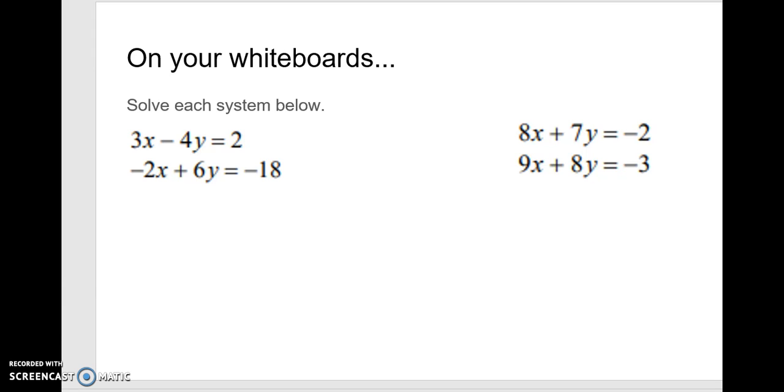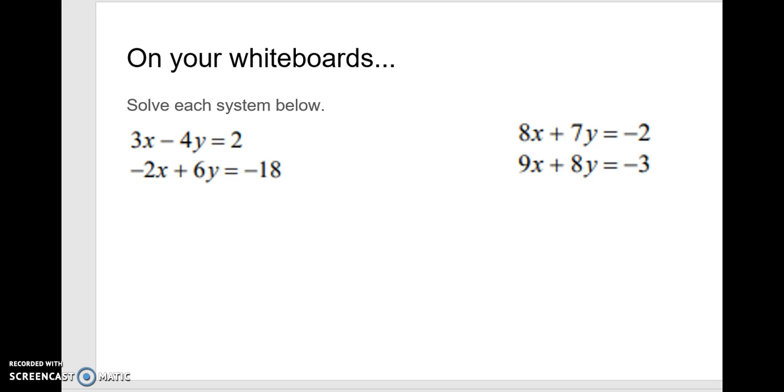Okay, just checking. I don't know if you guys got your answers to both or not, but I'll tell you them. The first one, the solution should be -6, -5. And the second one, your solution should be 5, -6.